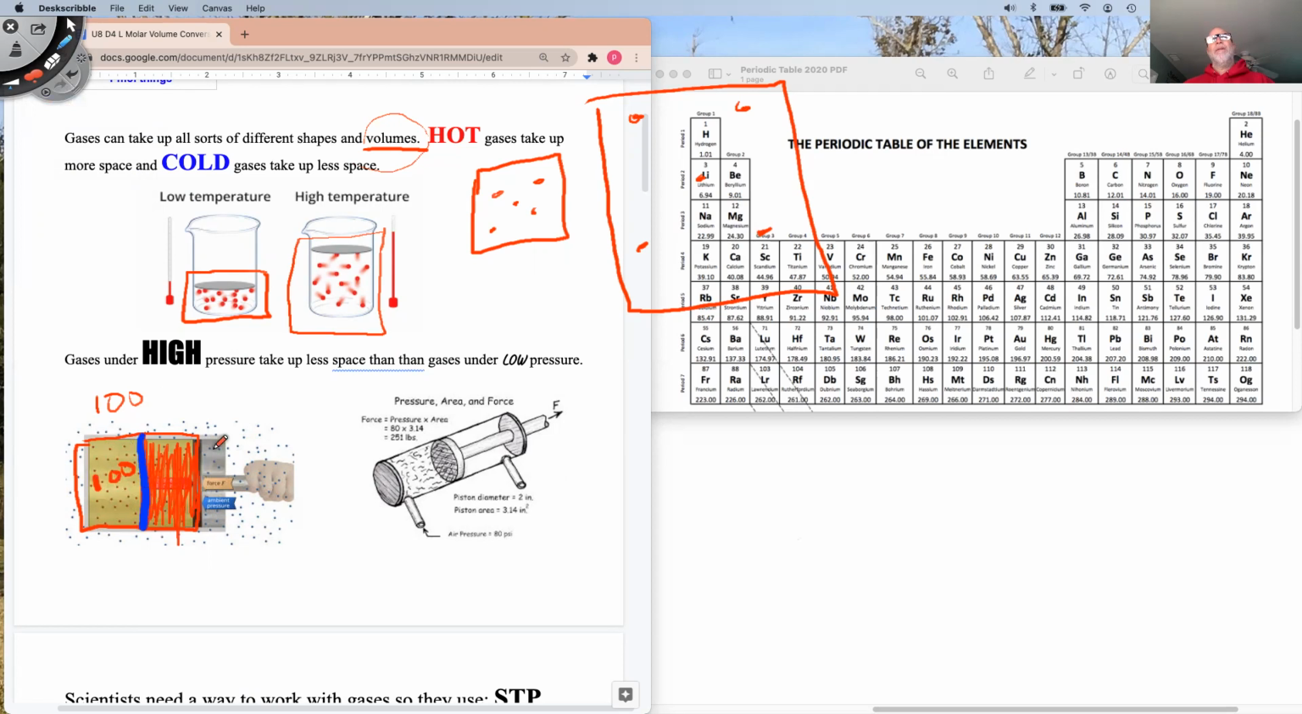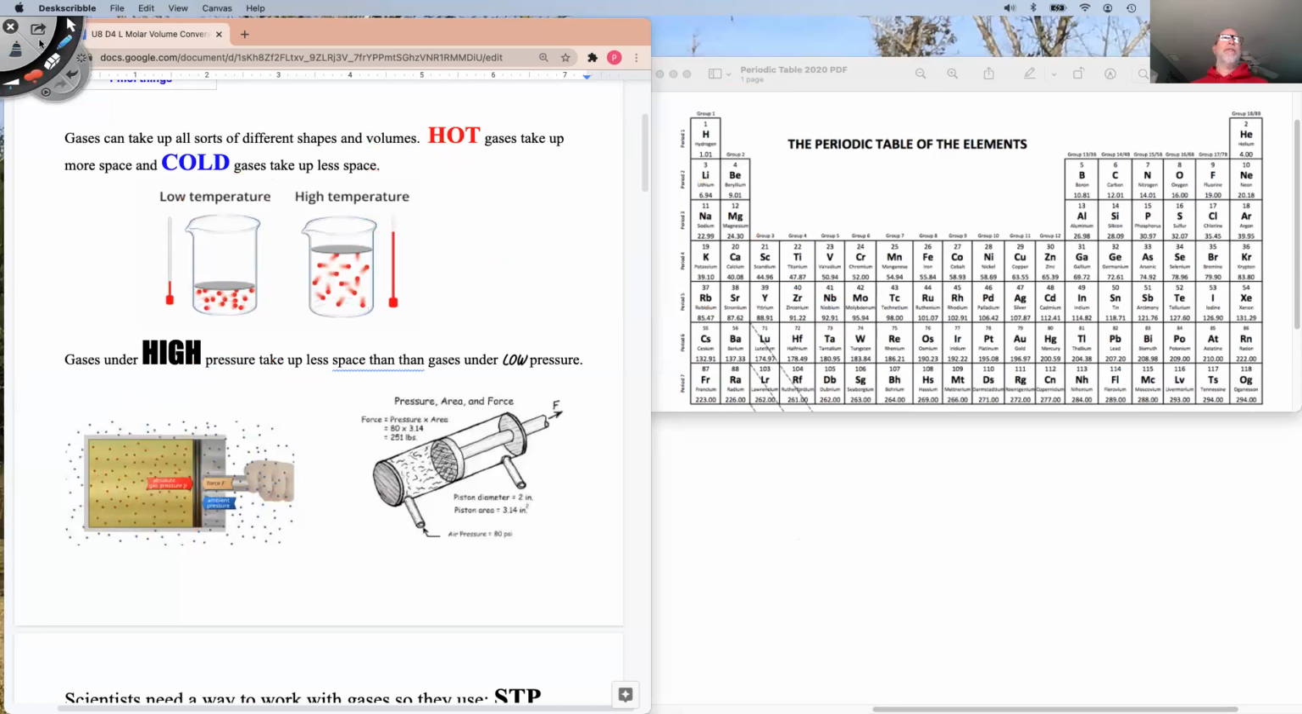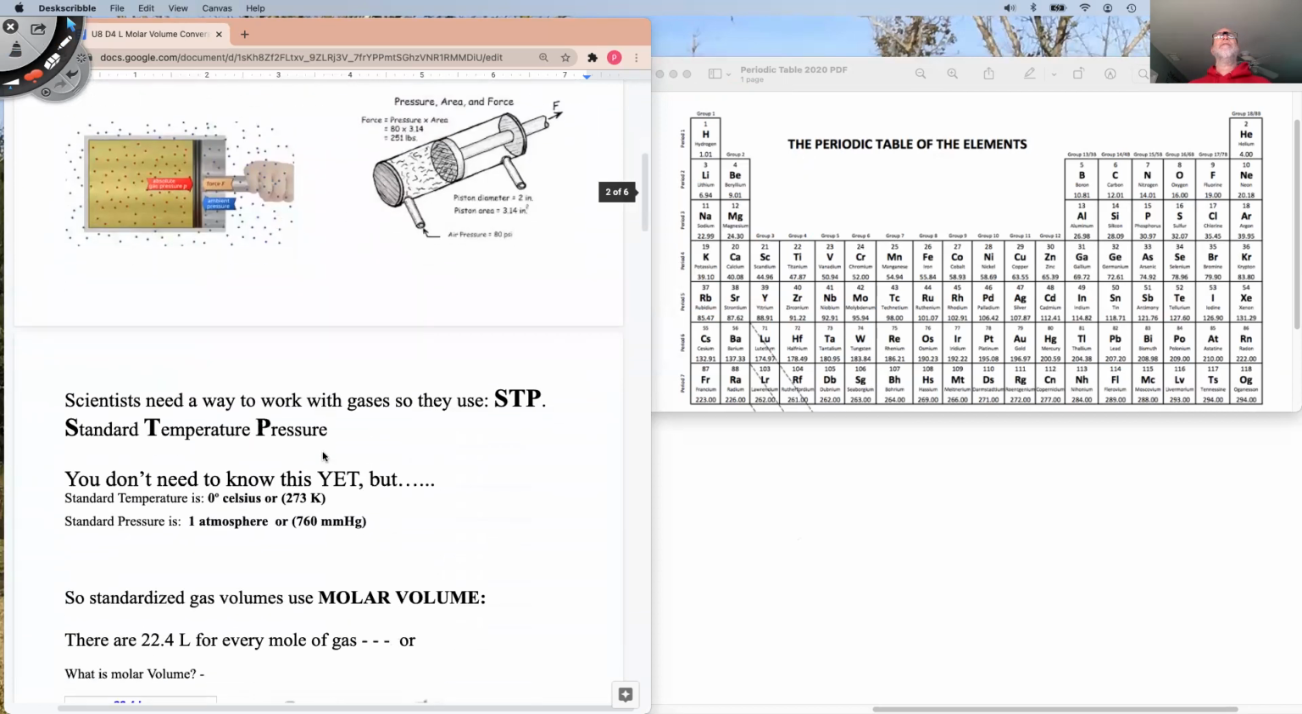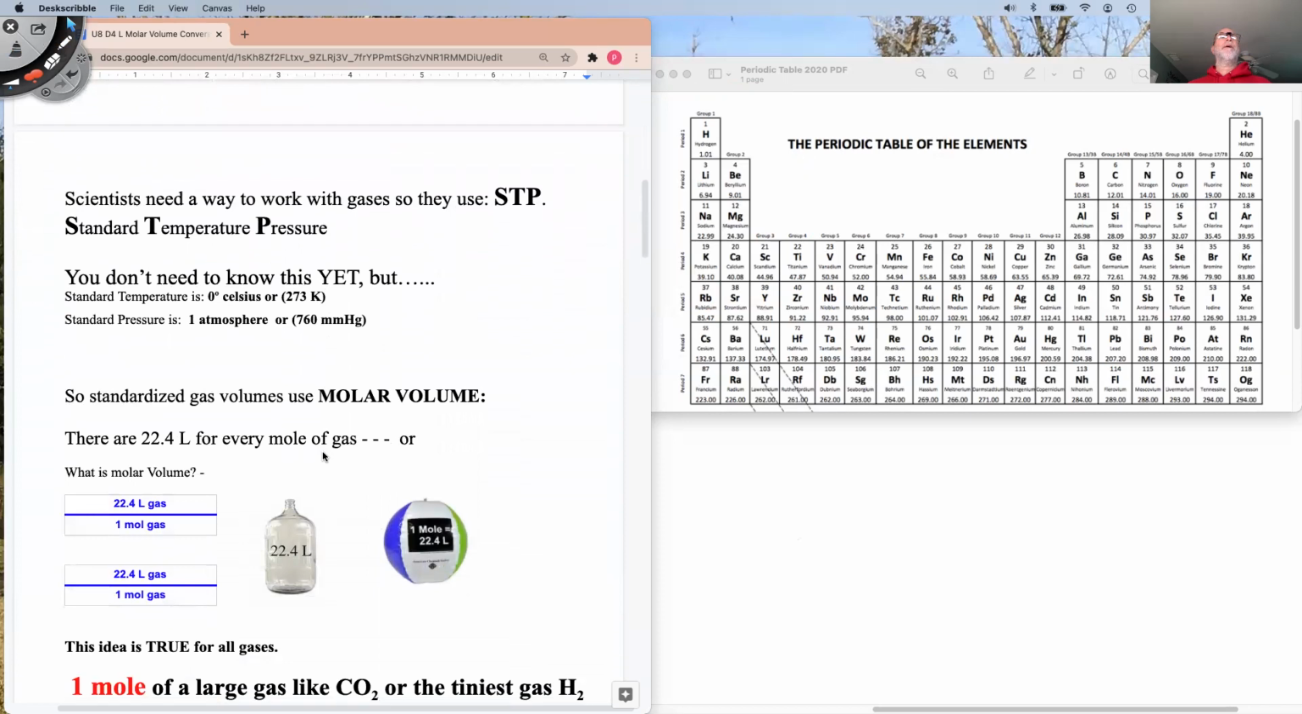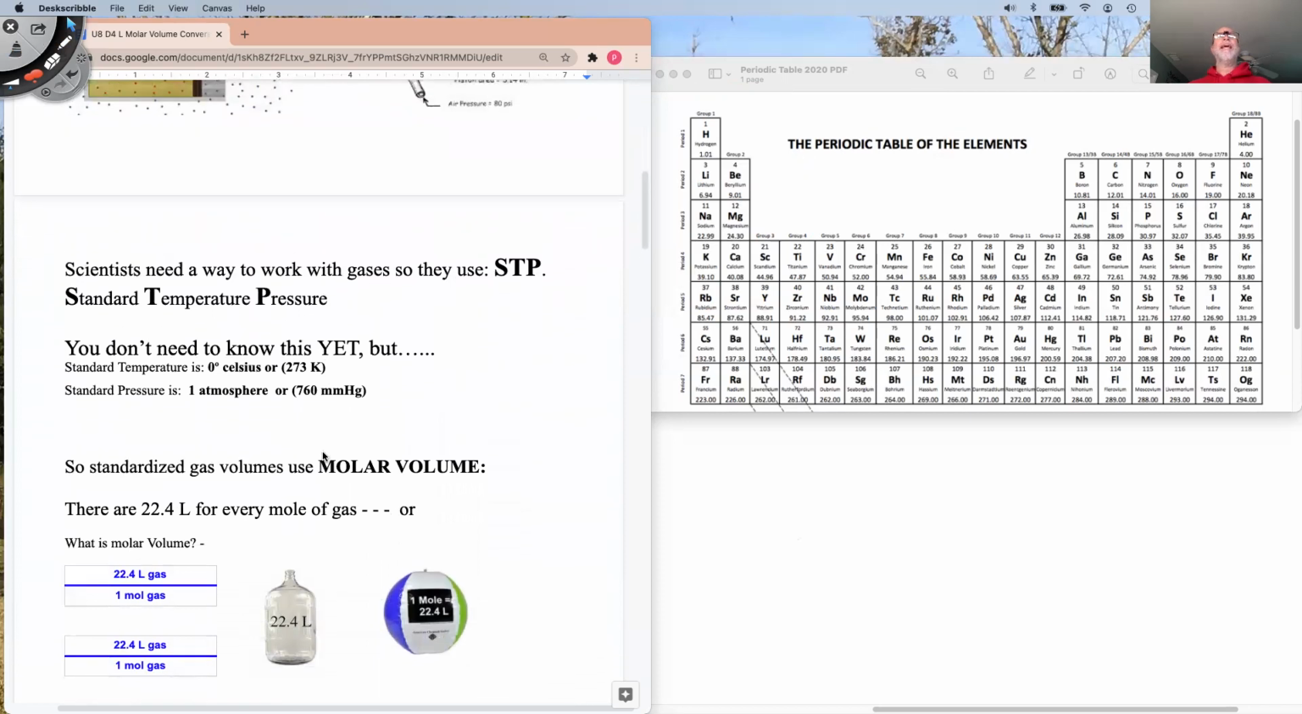All right, so my whole purpose of that is that gases are affected by temperature and by pressure. And we have to take that into account, which we'll do when we're doing these conversions. So since gases have different volumes, different amounts of space at different temperatures and at different pressures, scientists need a way to work together. And the way they do that is they came up with something called STP.